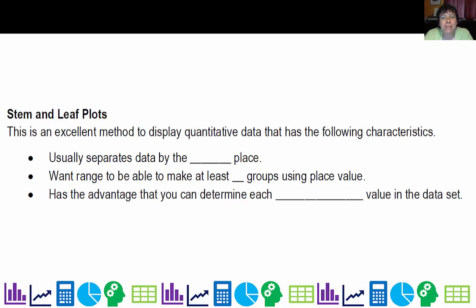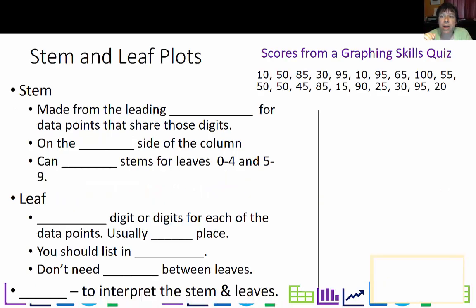This is an excellent method to display quantitative, not categorical, but quantitative data that has the following characteristics. For stem and leaf, I love to use them to display grades. It's a great way where you can see the data separated out by the tens place. You want your range to be at least 5 groups. Now, if I only had, say, scores from the 70s to hundreds, I could actually do what's called a split leaf and break it up into 6 groups that way. It has the advantage that you can look at the plot and you can determine each individual value in the data set.